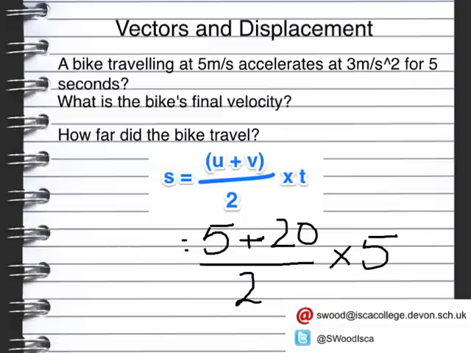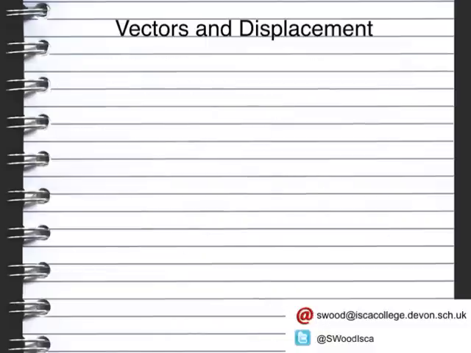Okay, so 20 plus 5 is equal to 25. Divide that by 2 is 12.5, and times that by 5, we come out with an answer of 62.5, and the units for this are meters because it's a distance.